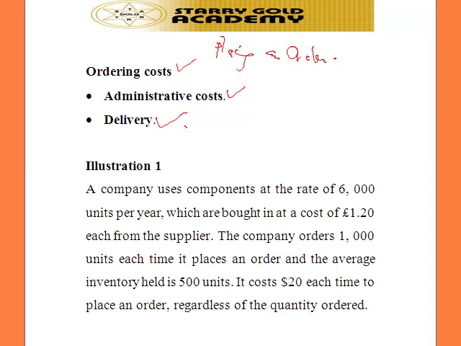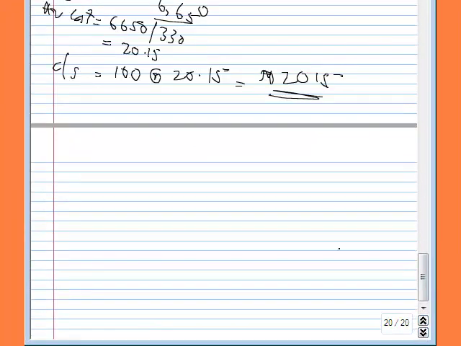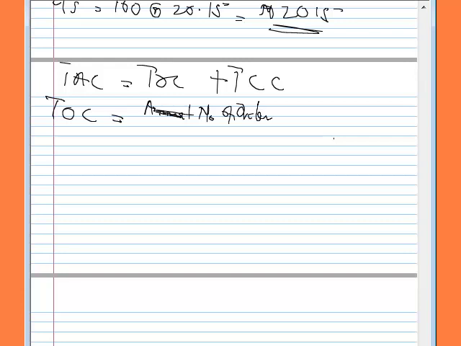Okay. Now, for the purpose of our lecture, the total annual cost for inventory is given as total ordering cost plus total carrying cost. Let's go to our worksheet. Total annual cost for inventory is the total ordering cost plus total carrying cost. The total ordering cost is given as number of orders times ordering cost per unit.